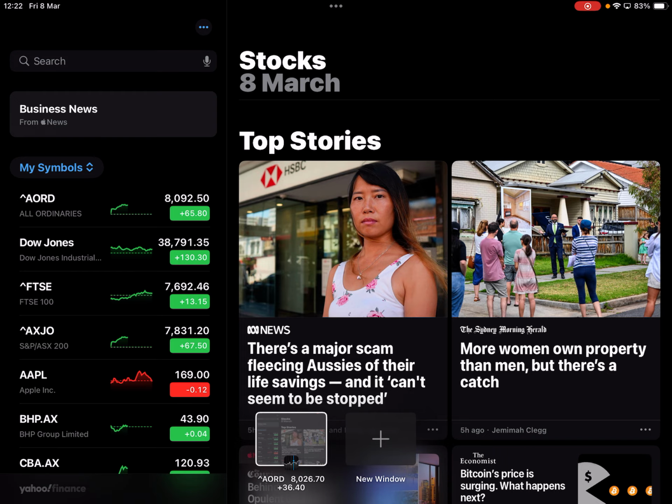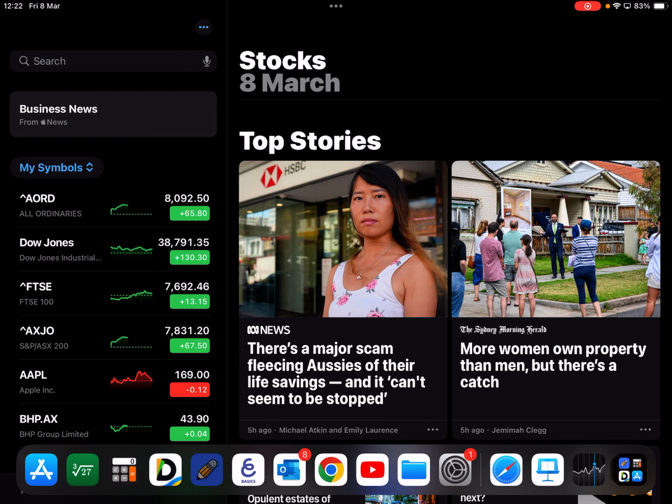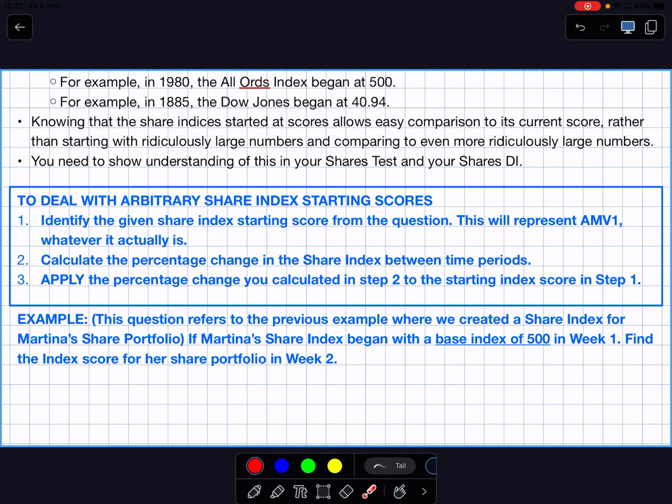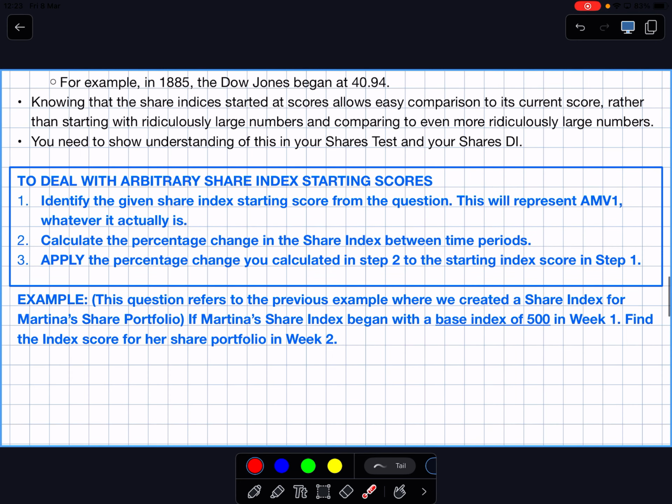But the point of this lesson, right at the end, is just to show you that they start off with made-up scores. Knowing that share indices started at arbitrary scores allows easy comparison to the current score. You need to show understanding of this in your shares test and your shares DI. So how do I deal with arbitrary share index starting scores? Step 1, identify the given share index starting score from the question. It might say it started off at 500. Who knows? In your DI, you're going to make it up. What are you going to start it off at? 100? Sure. What about 40.94? Do it. It's arbitrary. You make it up, okay?